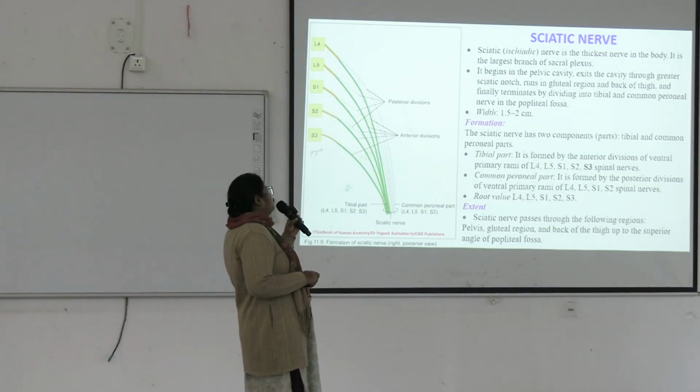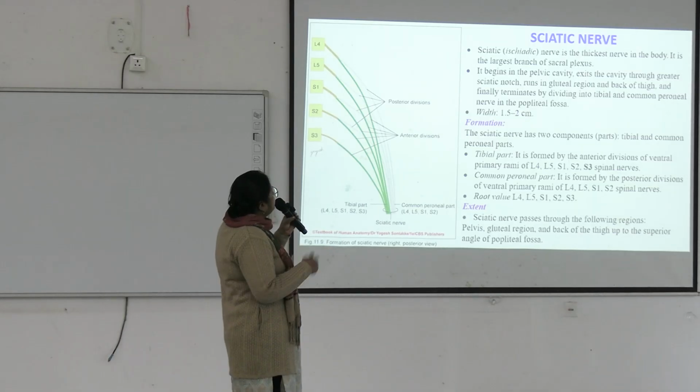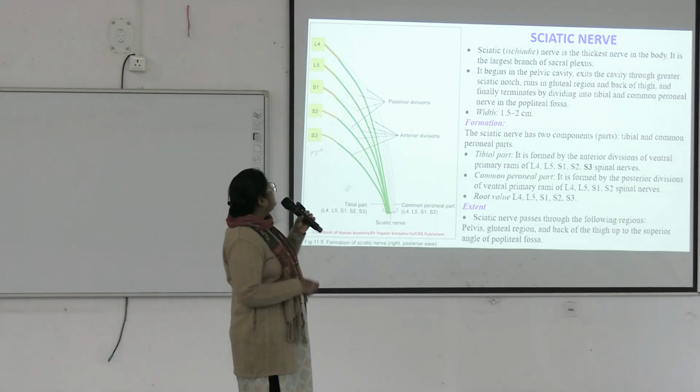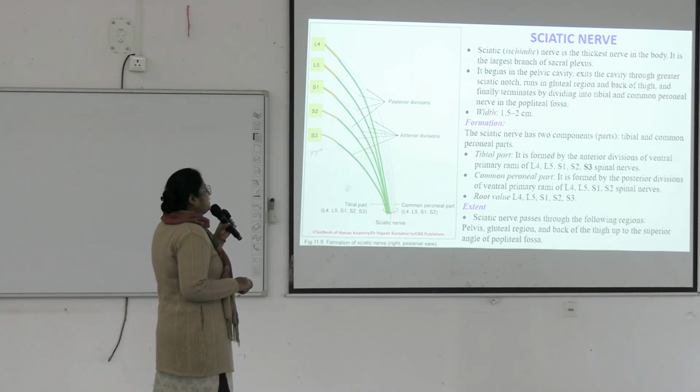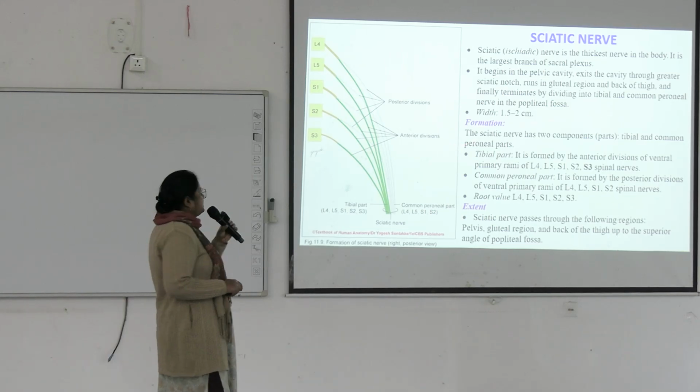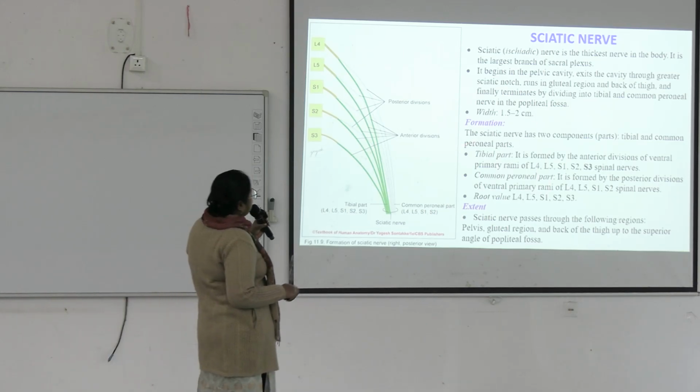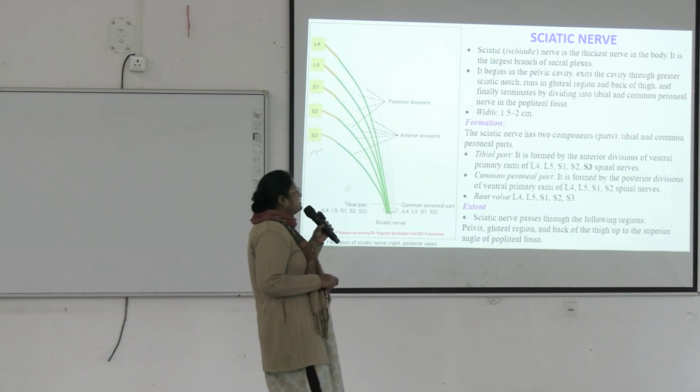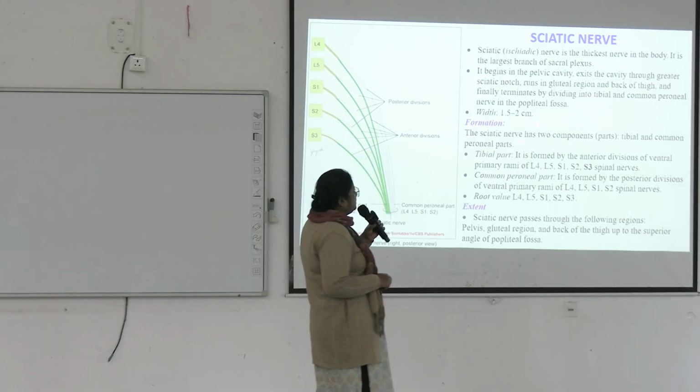And the width of the nerve, very thick nerve, okay. It is given in your OSPE question. So the width of the nerve is 1.5 to 2 centimeters. How is it formed? Formation: it has two components, the tibial and common peroneal parts.